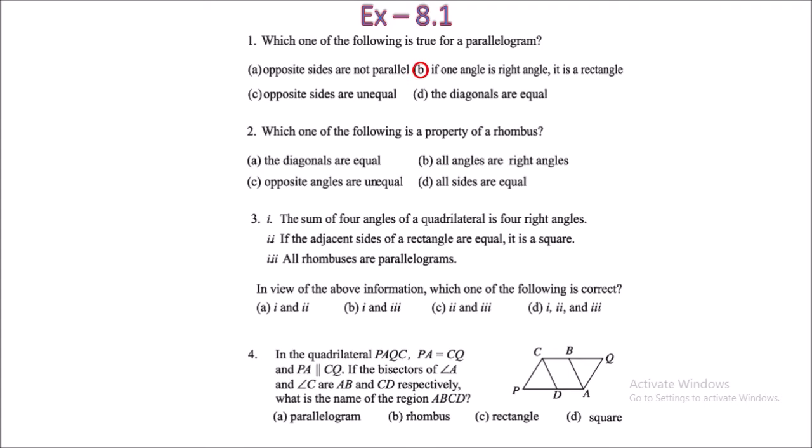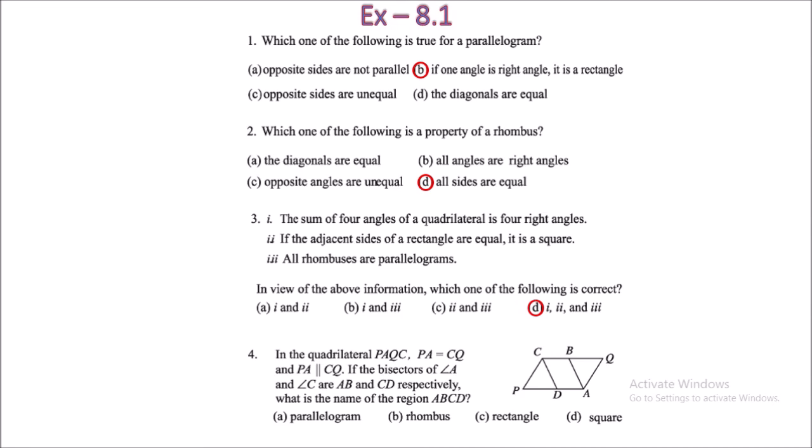So which one of the following is the property of the rhombus? Here the diagonals are equal, it is not possible. All angles are right angles, it is also not a property of a rhombus. Opposite angles are unequal, it is not possible. All sides are equal, that is the property of a rhombus, so it is correct. Number C, the sum of four angles of a quadrilateral is a right angle triangle. If the adjacent sides of a rectangle are equal, it is a square. All rhombuses are parallelograms. All are true, so number D is the correct answer.